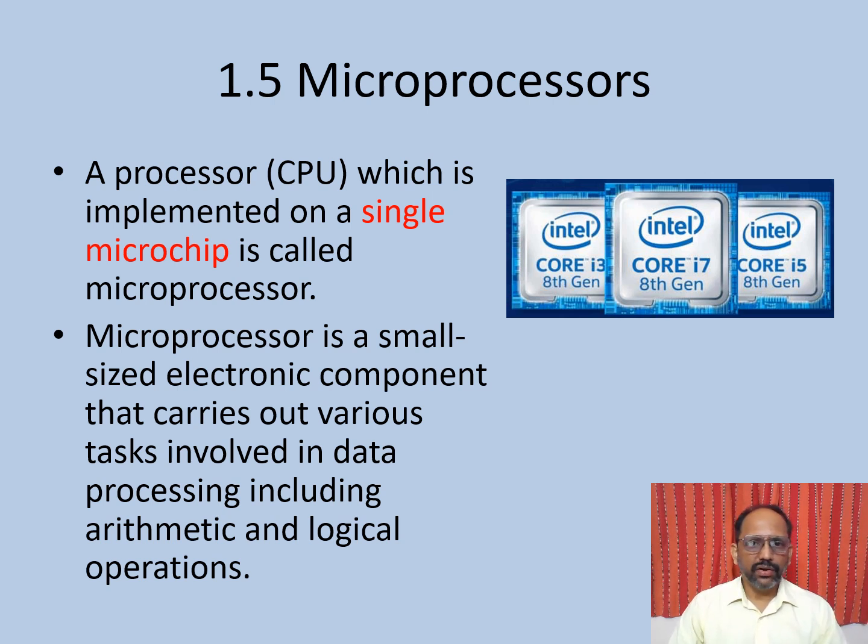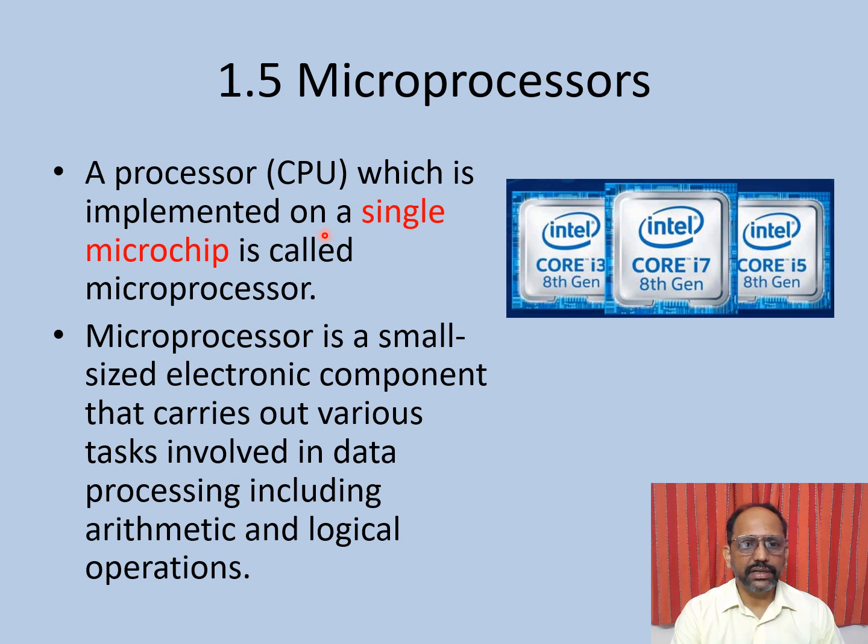The main component of a computer is the microprocessor. A microprocessor is a processor which is implemented on a single microchip. It is a small-sized electronic component that carries out various tasks involved in data processing, including arithmetic and logical operations. That means the CPU is used synonymously with the microprocessor. What does the microprocessor have? The microprocessor has the CPU inside it. It is the main component of a computer system.